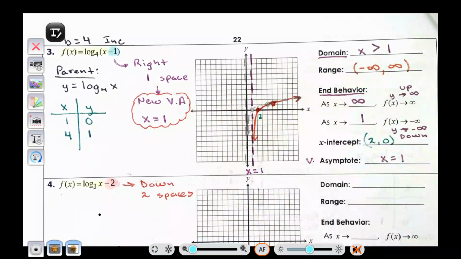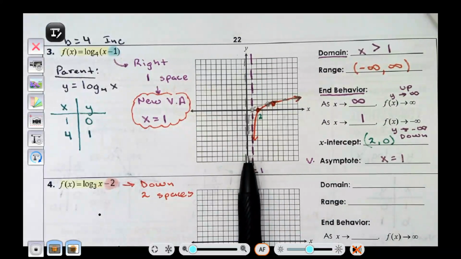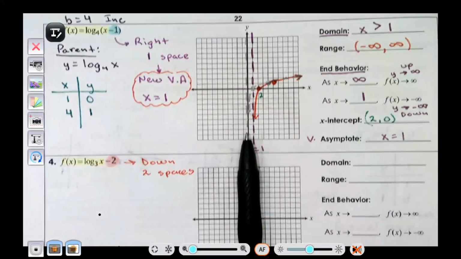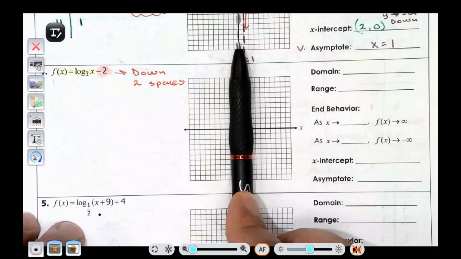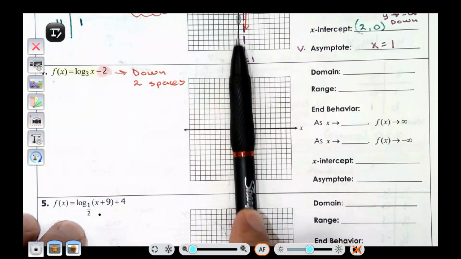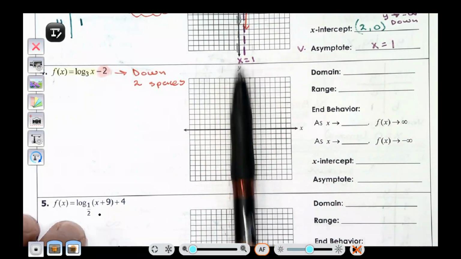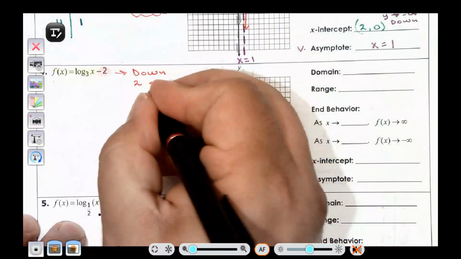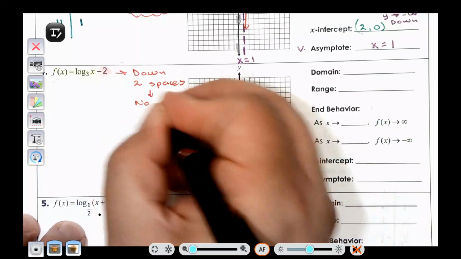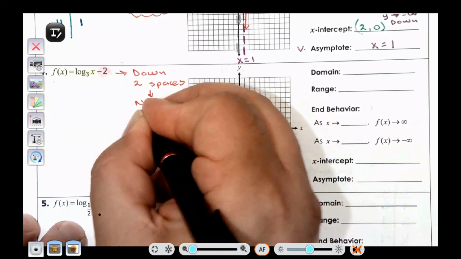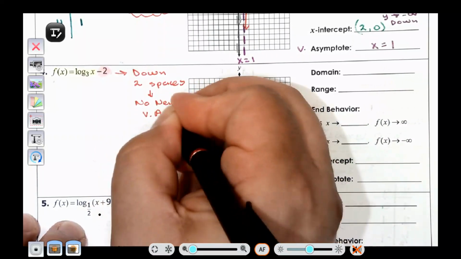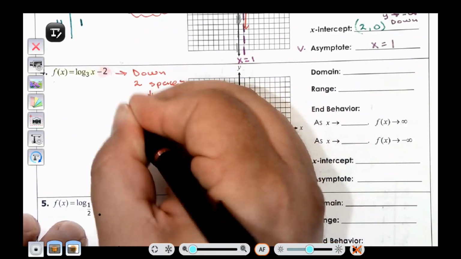And when you're moving down, remember earlier, because I moved to the right, I had a brand new vertical asymptote. But if my original asymptote is here, let me move this up now. If my original asymptote is here and I move it down, notice it didn't really go anywhere. It's still the same spot. So I will tell myself there is no new vertical asymptote. I'm going to stick to the OG. There is no new one.